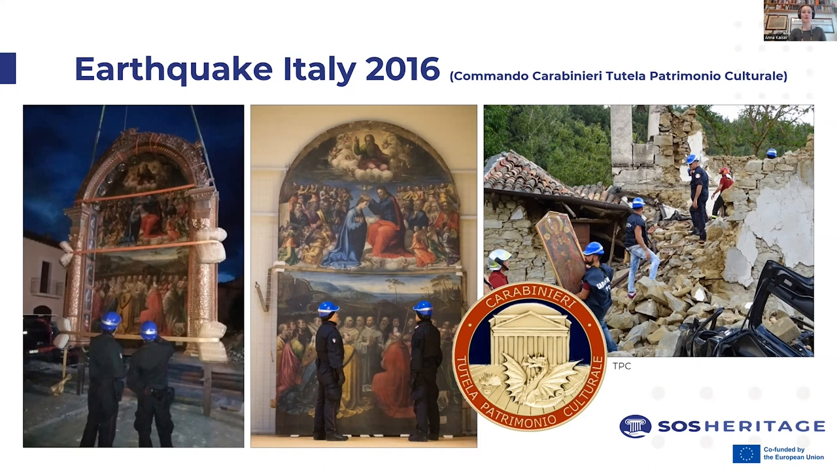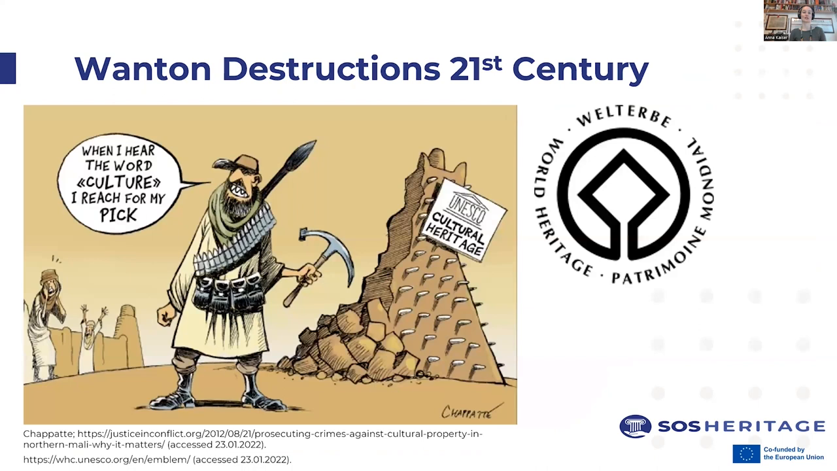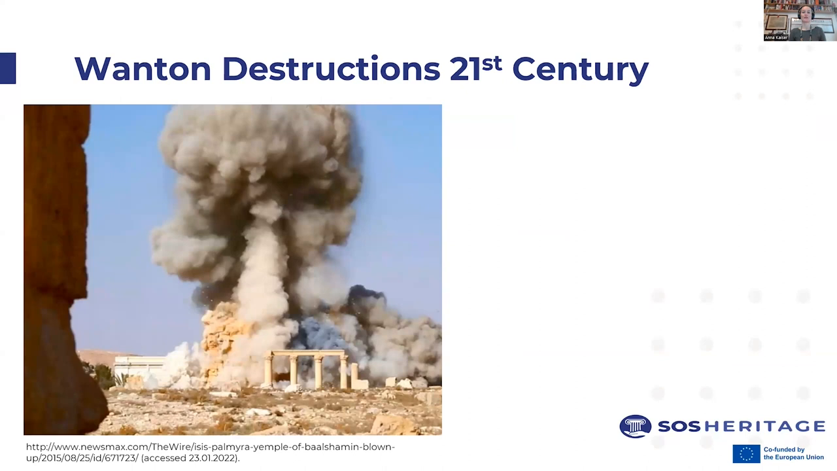But in the 21st century, we also have the topic of wanton destruction of cultural heritage. If you think about the so-called Islamic State destructions in Mali, Timbuktu, in these cases, cultural heritage was targeted because it is cultural heritage, to shock the world and to destroy what was labeled UNESCO World Heritage. So wanton destruction of sites that are labeled UNESCO World Heritage, to be precise. Here's a picture of a destruction in the Near East, in the so-called Islamic State in Palmyra.